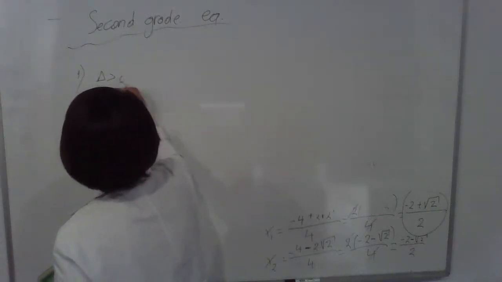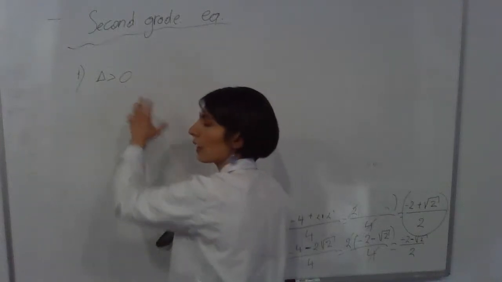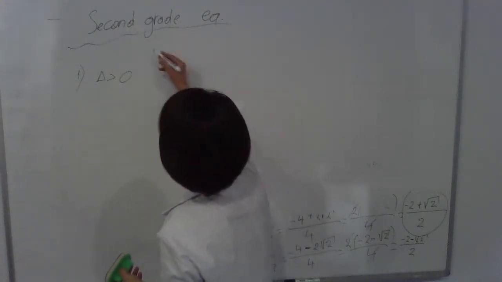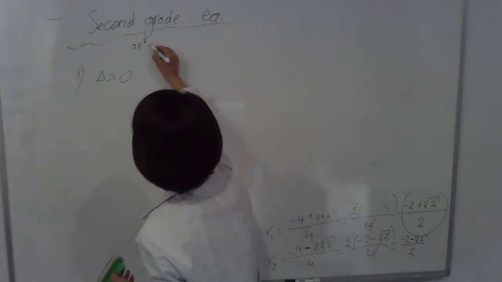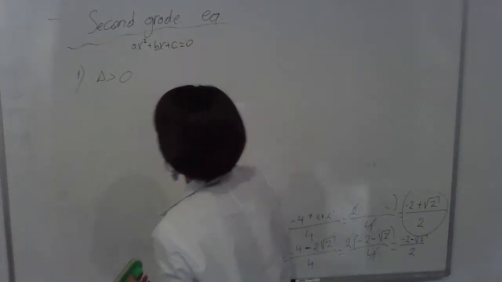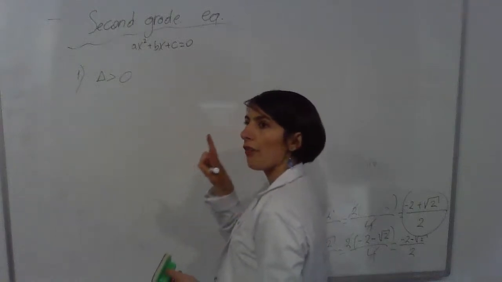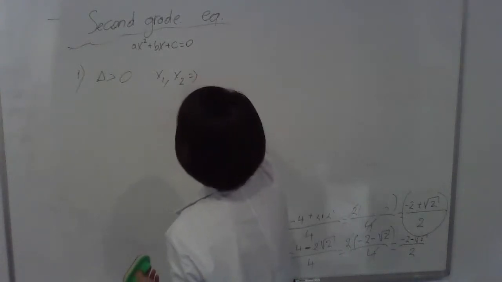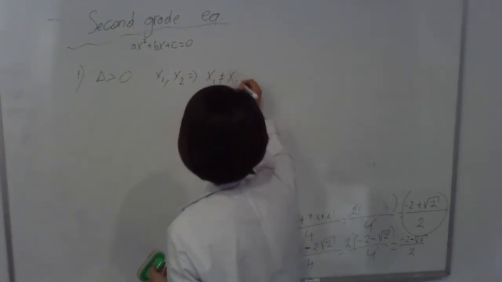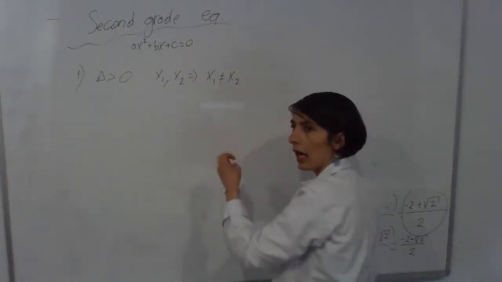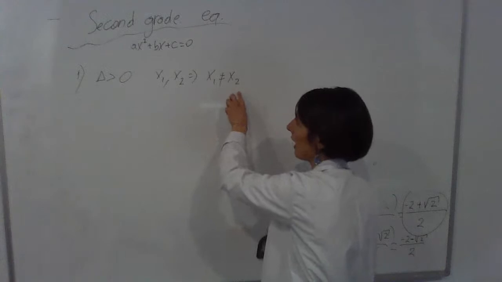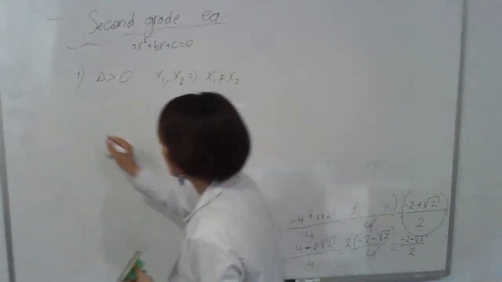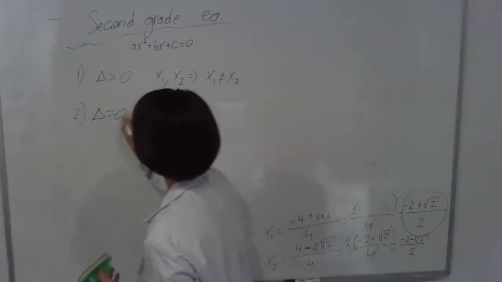If delta is positive, is greater than 0, so it's a positive number, we find two solutions, because I'm talking about the second grade equation, and the form is ax to the power 2 plus bx plus c equals 0. So if delta is a positive number, I find two solutions, x1 and x2, that are different from each other. I can find two values, x1 and x2, that are different from each other, like in the previous exercise that I did.